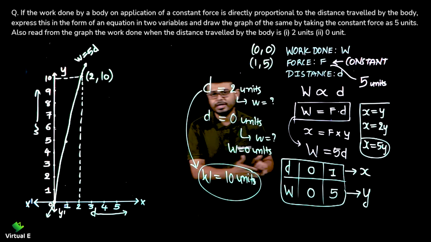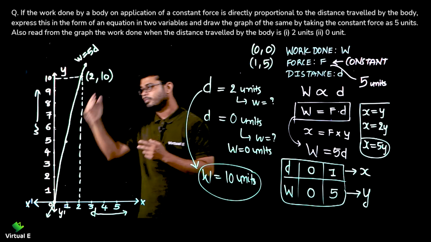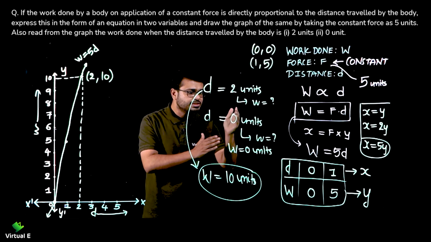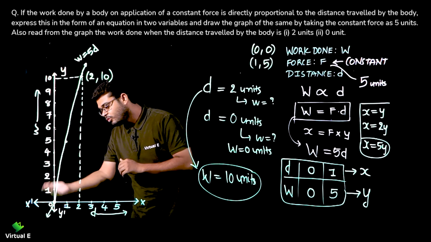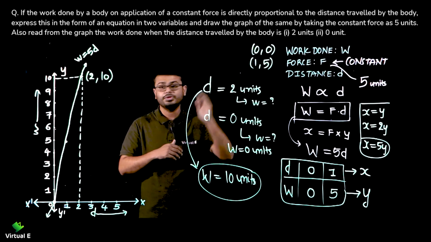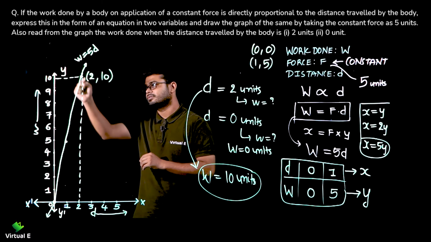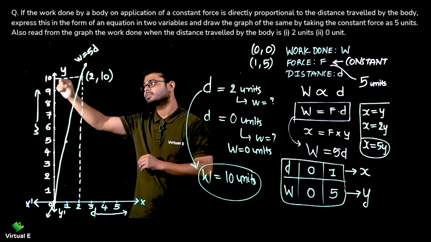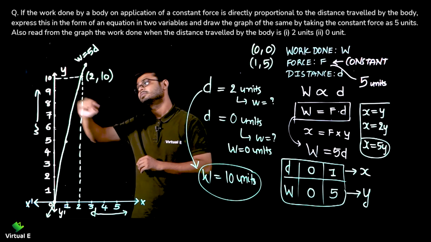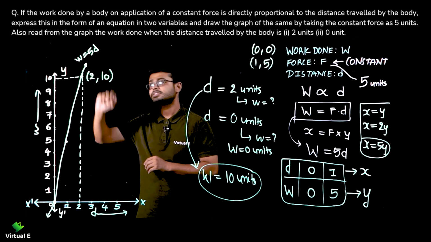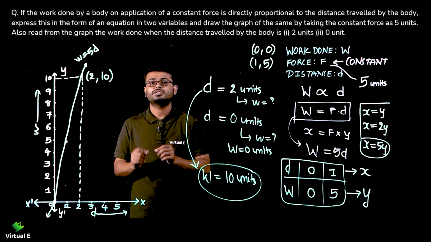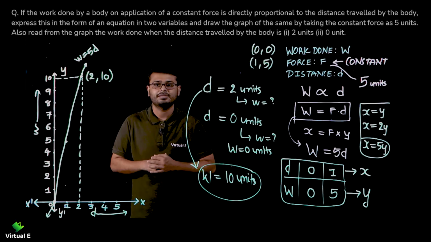Now as we want to plot it, take some 2 points, then plot it. Afterwards, answer the question. That's a very important part. When you take distance equal to 0, we need to see in the graph what we get as the work done. That is 0. In the case of 2 units, you need to extend it further upper side, and we come to know that the point is touching at 2, 10. So 2 is the distance and 10 is the work done. So this is how we solve the word problems related to application of linear equations in two variables.